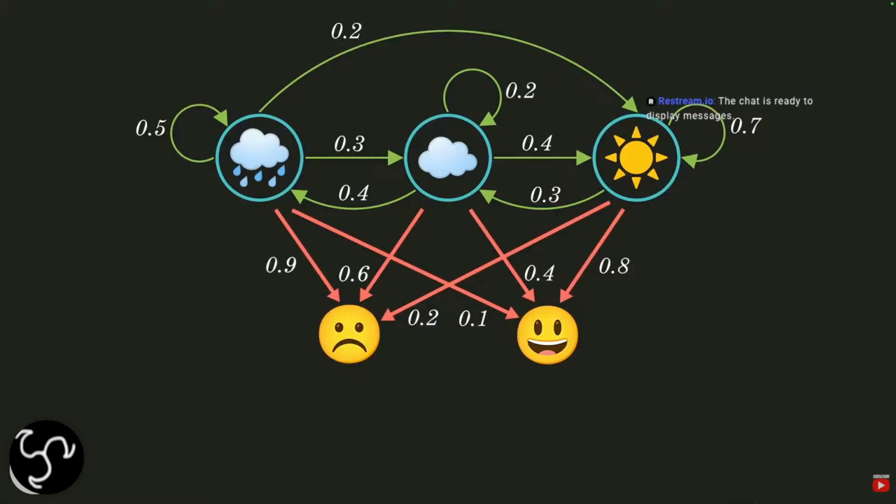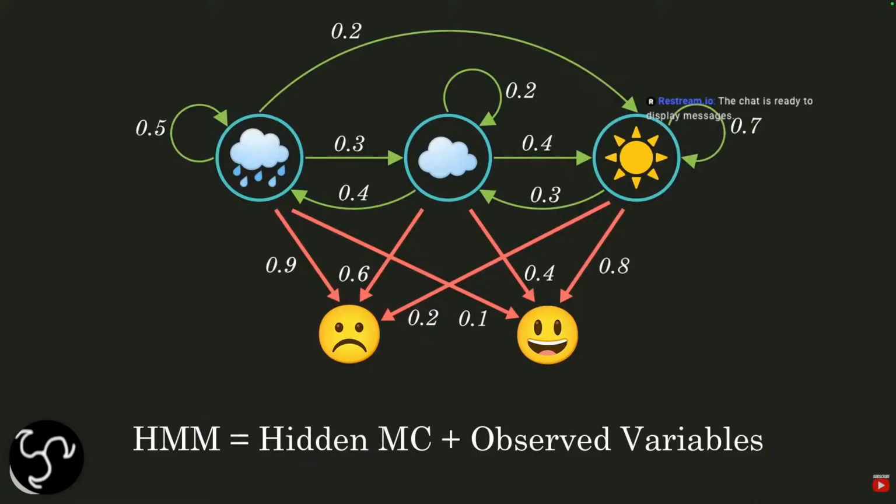Okay, so now our problem is we don't live in Jack's town, so we can't possibly know what's the weather on a particular day. However, we can contact Jack over the internet and get to know his mood. So, the states of the Markov chain are unknown or hidden from us, but we can observe some variables that are dependent on the states. And this, my friend, is called a hidden Markov model. In other words, a hidden Markov model consists of an ordinary Markov chain and a set of observed variables.